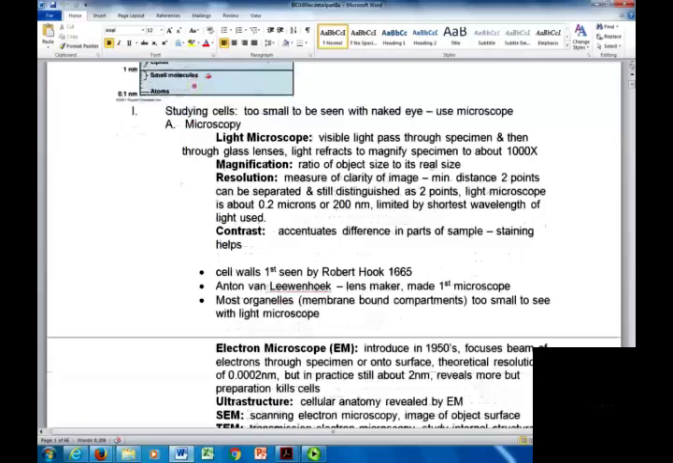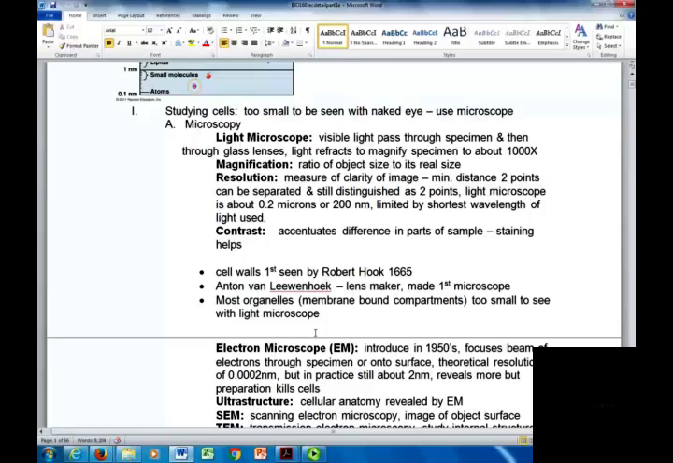Cell walls were first seen by Robert Hooke in 1665. Anton van Leeuwenhoek was a Dutch lens maker. He made the first light microscope. His microscope actually was really not much more complicated than a magnifying glass. Most organelles, your membrane-bound compartments in the cell, are going to be too small to actually see with the light microscope. What you're going to see under a light microscope is going to be the cell.